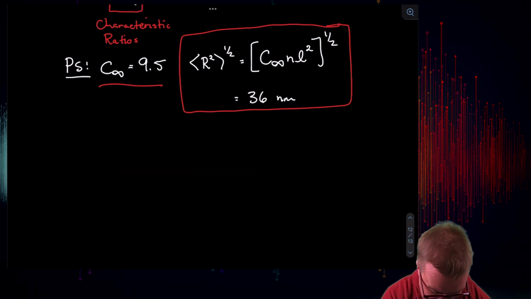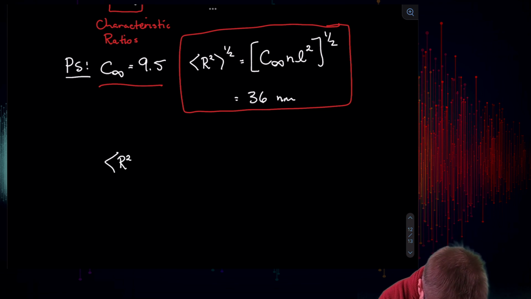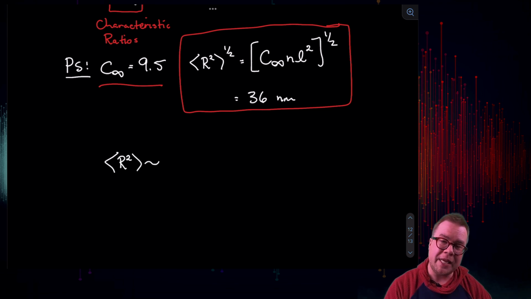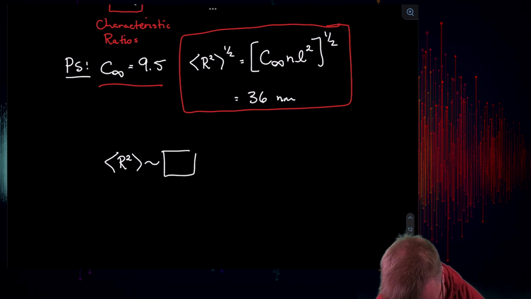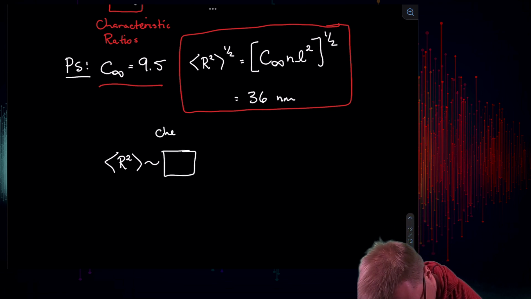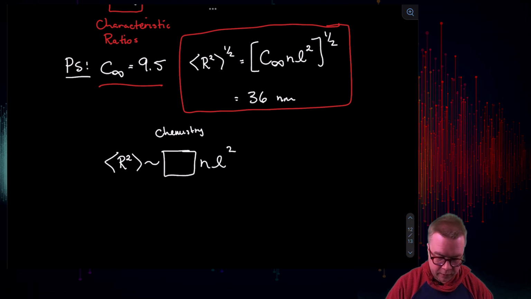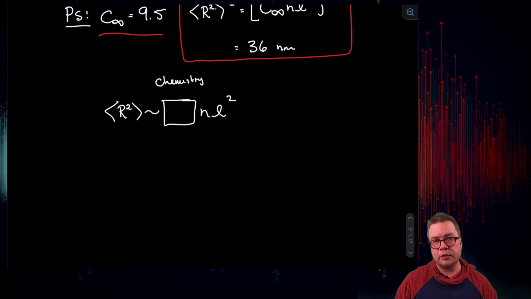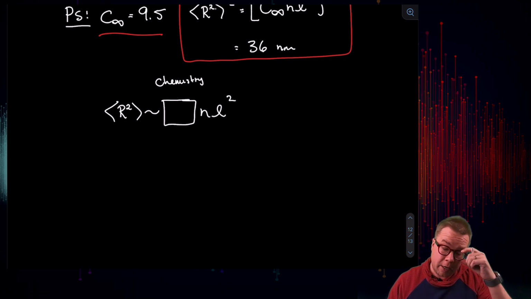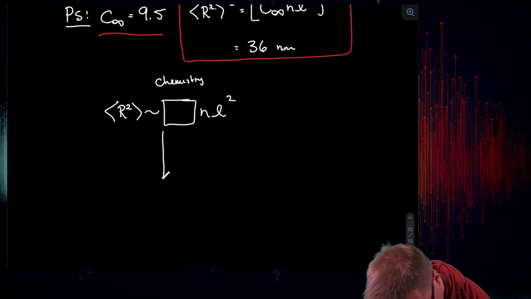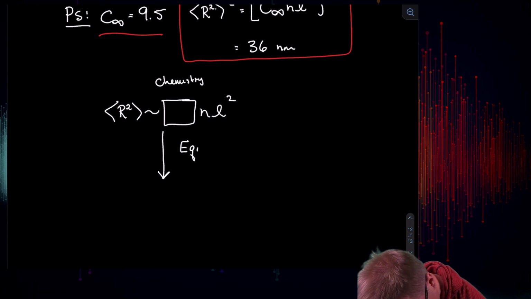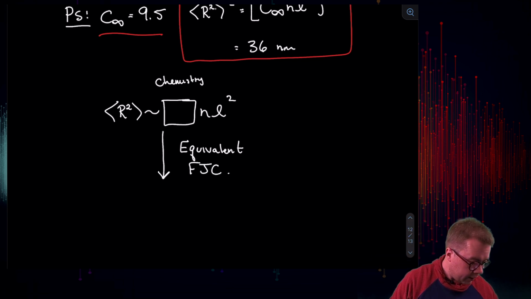But the last thing I want you to notice is that for all of these polymers, this mean squared end-to-end distance looks like something that has to do with the chemistry times N L squared. And so when we're coming up with models to describe the behavior of polymers and the materials that they make up, what we'd like to do is instead look at something that we call an equivalent freely jointed chain.